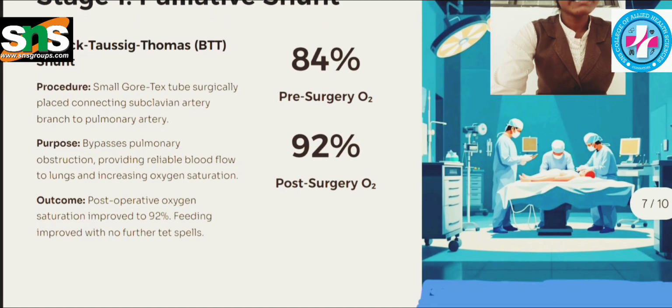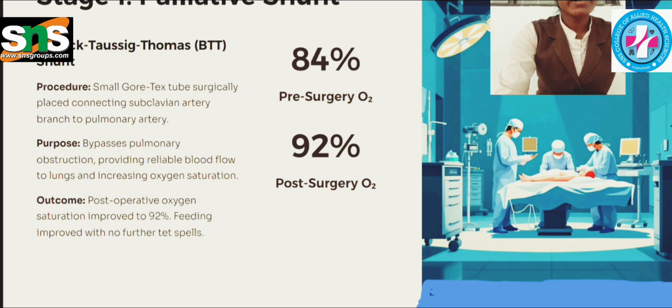Stage 1: palliative shunt, the Blalock-Taussig-Thomas BTT shunt. The procedure of this stage is that a small Gore-Tex tube is surgically placed connecting a subclavian artery branch to the pulmonary artery. The subclavian artery starts near the shoulders and supplies the arms and upper limbs. Purpose: bypass the pulmonary obstruction, providing reliable blood flow to the lungs and increasing oxygen saturation.